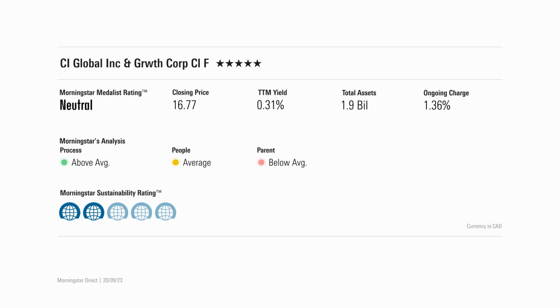It's another lever for a fund that's performed well over the last decade. CI Global Income and Growth Fund Class F's 7.6% annualized return over the last 10 years to the end of August 2023 ranks in the top decile among peers.